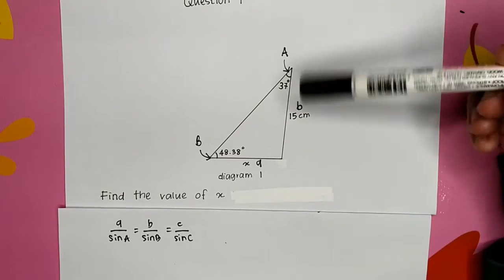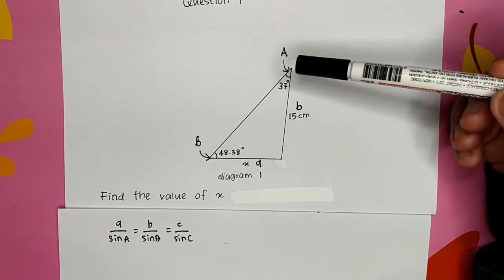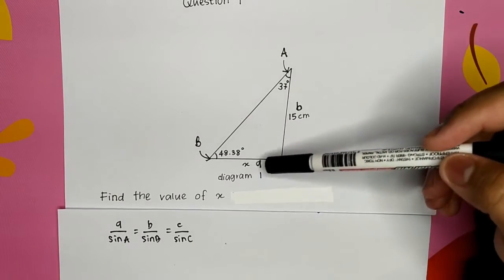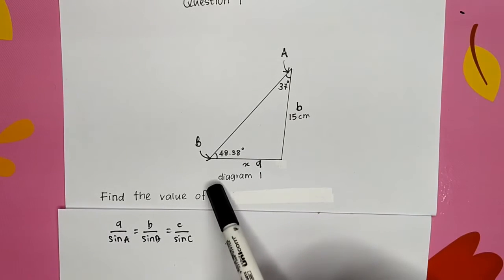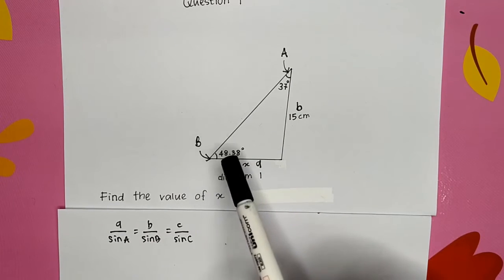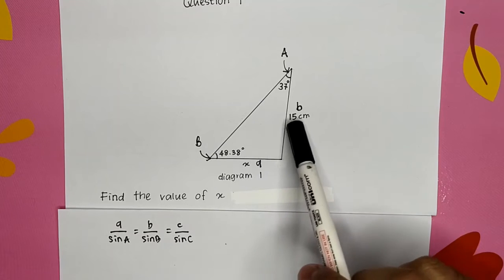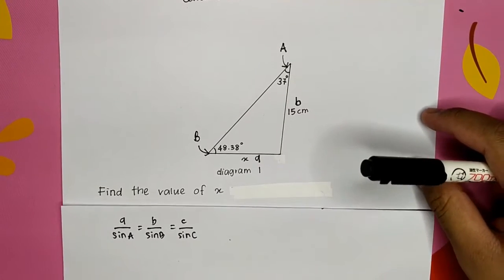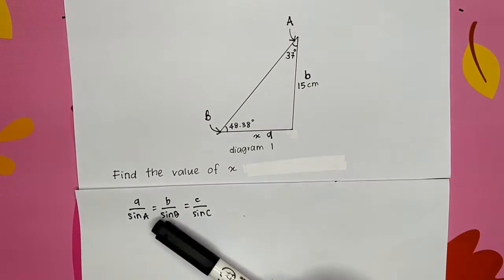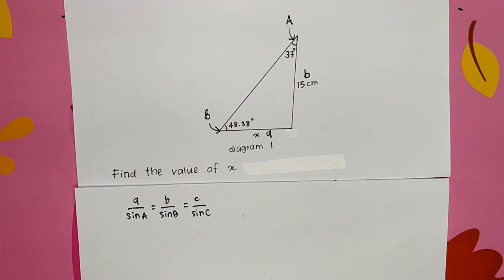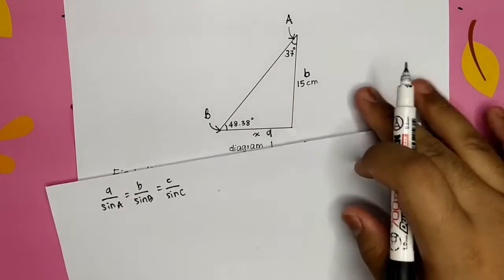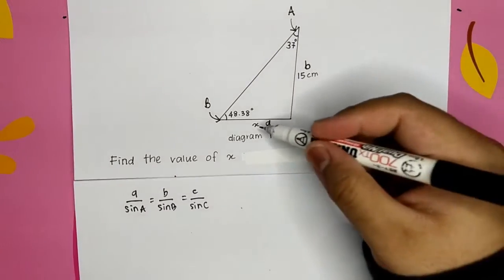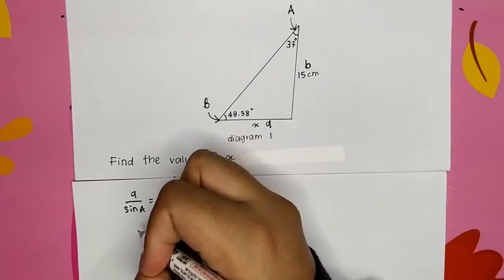I label this angle as capital letter A, and the opposite side of it is small letter a, and I label this angle as B, and the opposite side of this angle is small letter b. So to make it easy to understand, I will just use a over sine A equal to b over sine B. So what is the value of a? The value of a is x, which is what we need to find.